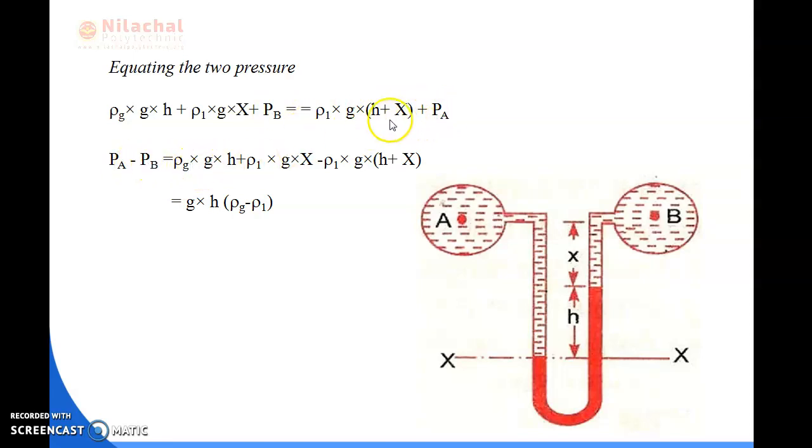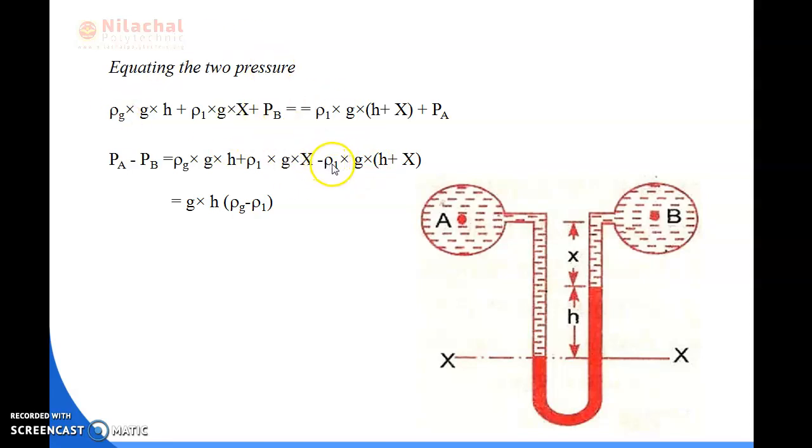So here first you will open the bracket. If you open the bracket, you will get rho 1 G into H plus rho 1 G into X. Come to here: PA minus PB is equal to rho G into H. This is the right side, so no need to change the sign. Then rho 1 G into X. This is also the right side, no need to change the sign. And this has the negative sign because you are taking it from the left side.